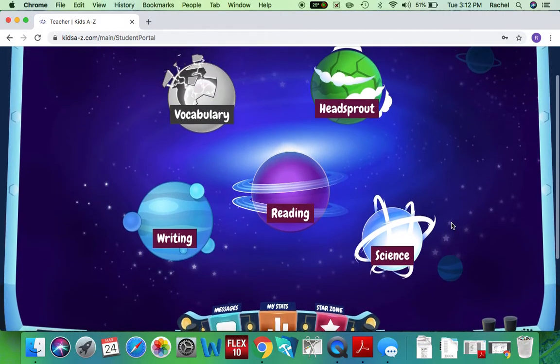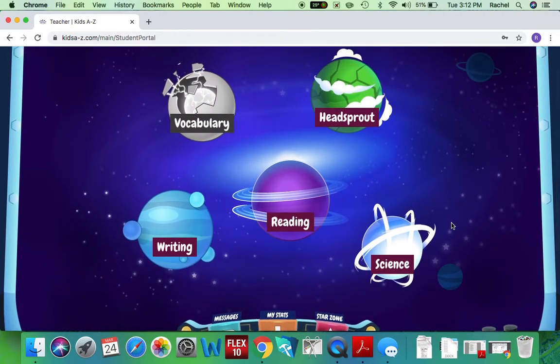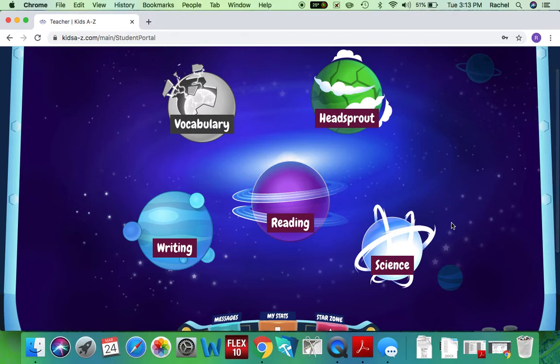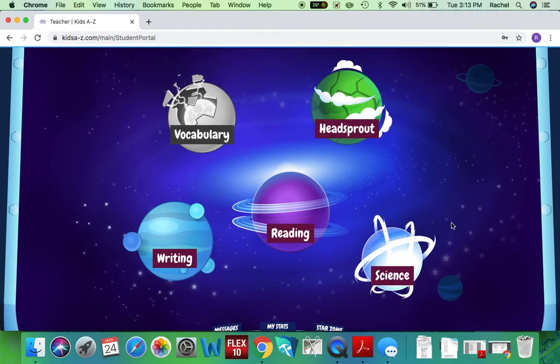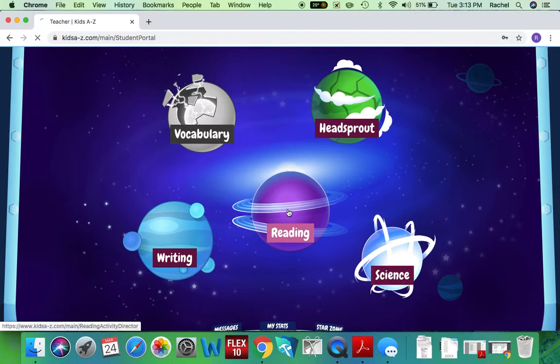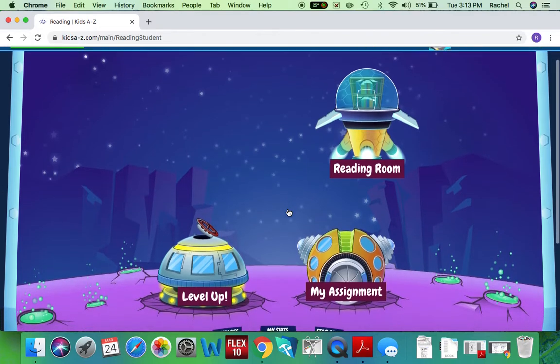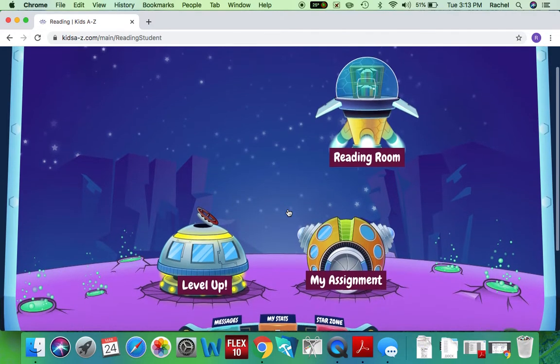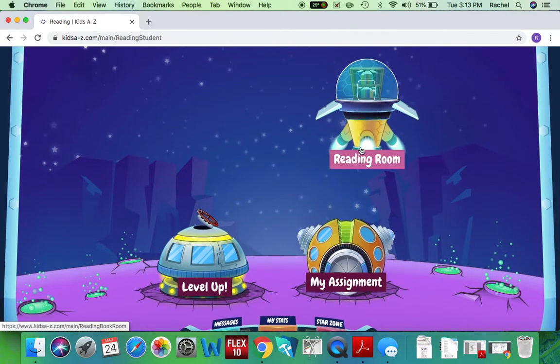This is an application where we will do some reading work. You might read with me on this. You might read by yourself on this. But your first task is to go to the reading, which is the purple one in the middle, and there are three things that will pop up. There is the reading room, there are my assignment, and level up.